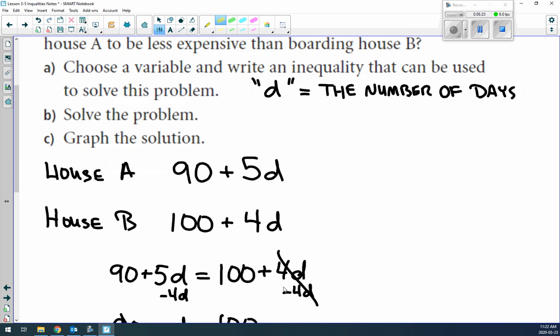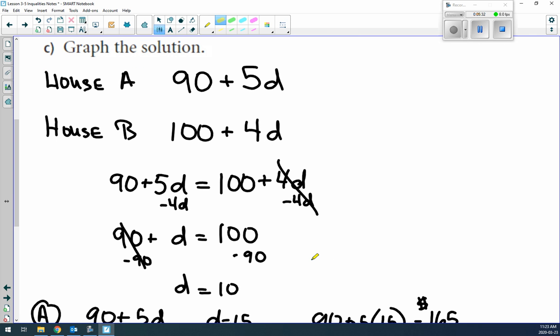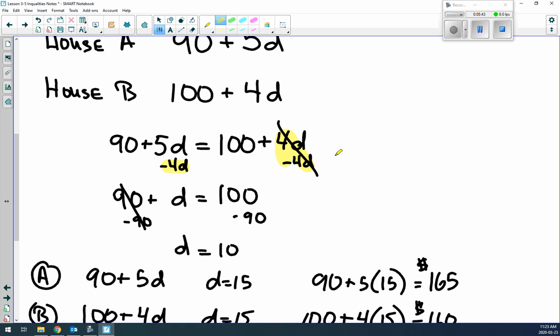All right, so what we do is we set them equal to each other. 90 plus 5D equals 100 plus 4D. So they're equal to each other. And what we're looking for is where it's going to be the same. So we just do the math. We can get D's on one side, so get rid of these 4D's on the right-hand side. So we subtract both sides by 4D. Those 4D's over here cancel out. So we had 90 plus D equals 100.